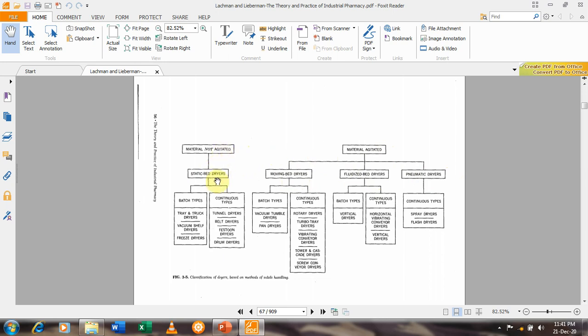In the static bed dryer, there is no movement of the particles, while in the other three classes, that is the material agitated, moving bed dryer, fluidized bed dryer, and pneumatic dryer, these are the three classes of dryer in which the materials are agitated, while the fourth class, which is not agitated, is the static bed dryer.